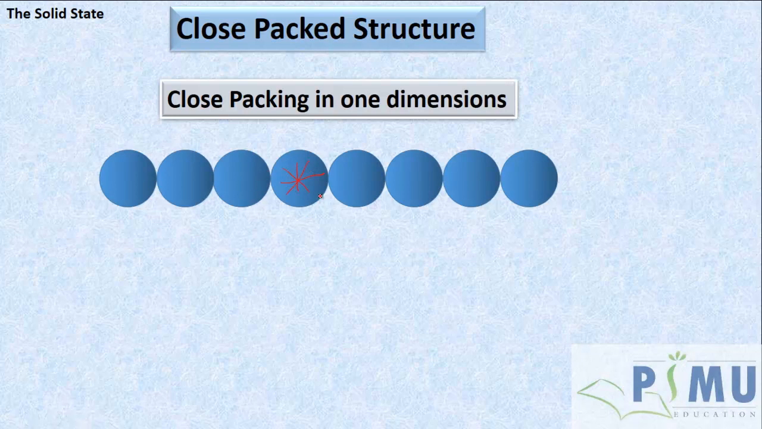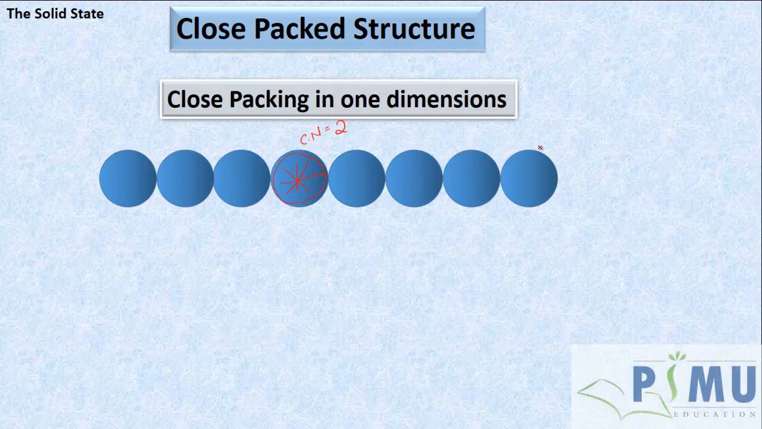In close packing, the number of nearest neighboring particles is called the coordination number. Let me repeat. In close packing, the number of nearest neighboring particles is called the coordination number. Now, if you consider this constituent particle, it is surrounded by 2 other particles, or it has 2 nearest neighboring particles. Therefore, the coordination number of this particle is 2. Same way for other particles.